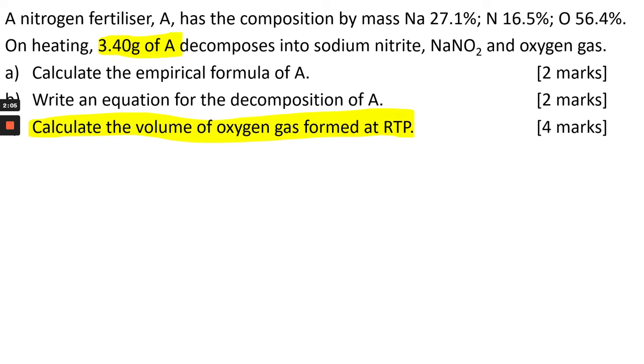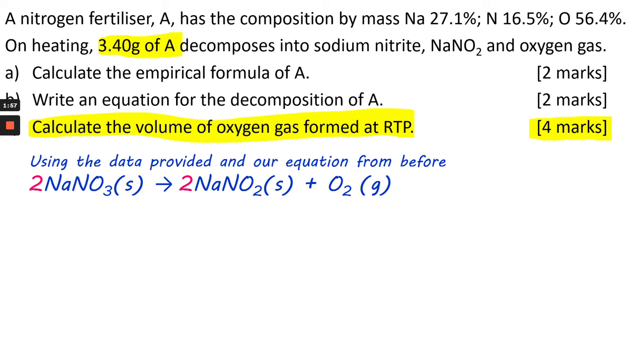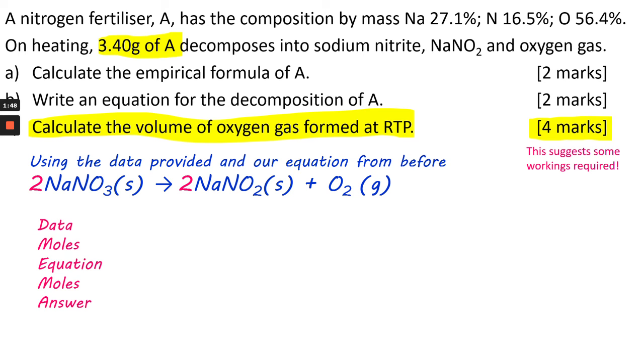We want the volume of oxygen gas. We know we've got 3.4 grams of A. So the starting point is to think about how much work we need to do. So we have the data provided and some workings that we need to include. We put our equation in that we've worked out in part B, and we can use the technique DMEMA, or data, moles, equation, moles, answer.